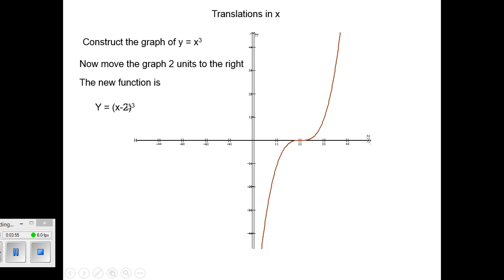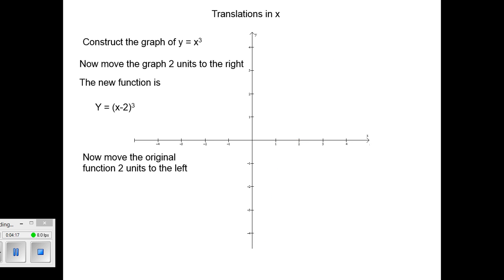Now, if we were to say, well, what happens if I wanted to find out what this y-intercept is? Well, the y-intercept is when x equals 0. If x equals 0, I have -2 cubed, which is -8, which is where this would be intercepting.